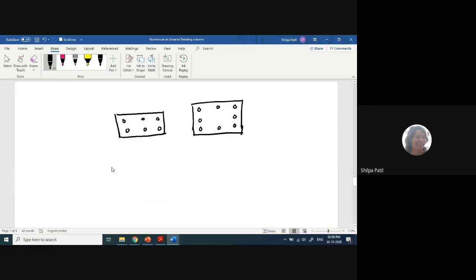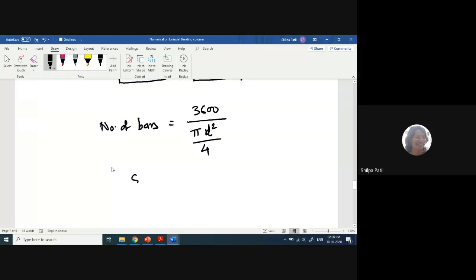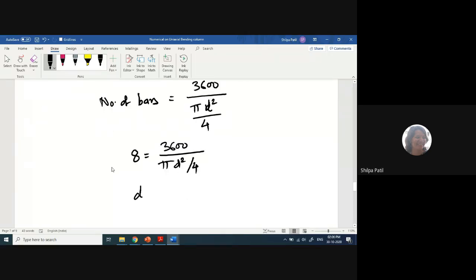Total 8 bars I'm providing. So Asc, or I will write down the number of bars. What is our formula? Number of bars equal to total area divided by area of an individual bar, pi d square by 4, where d is the individual bar diameter. Number of bars I have selected as 8 here. So this is 3600 divided by pi d square by 4. Find out what d we are getting. This d is the bar diameter.